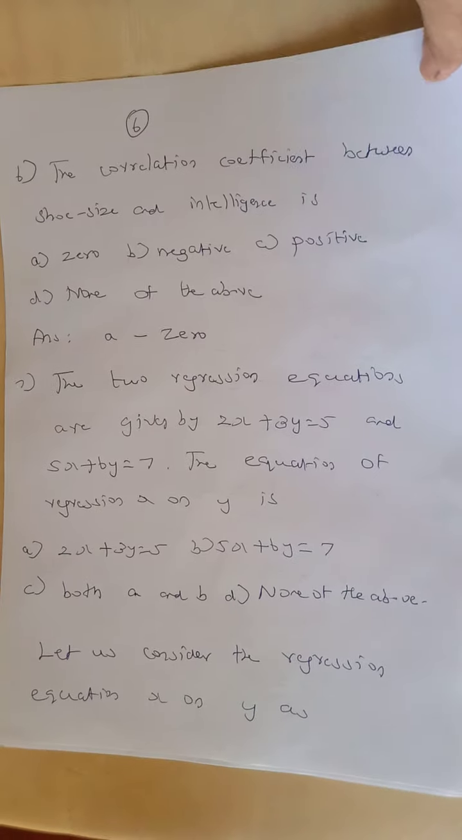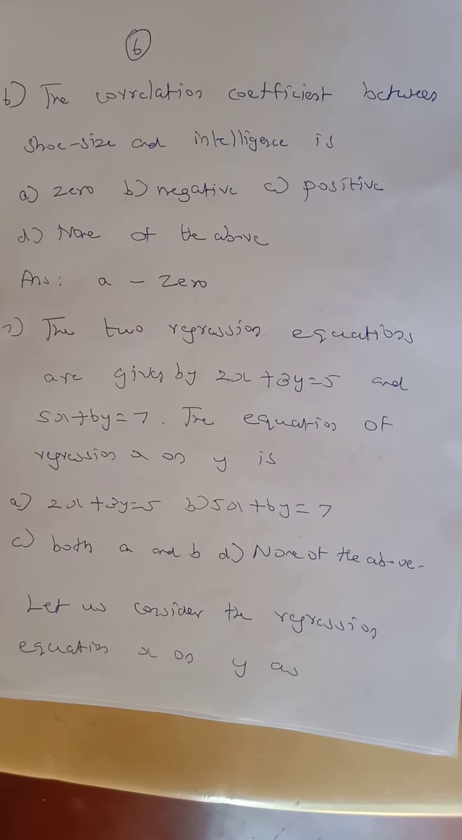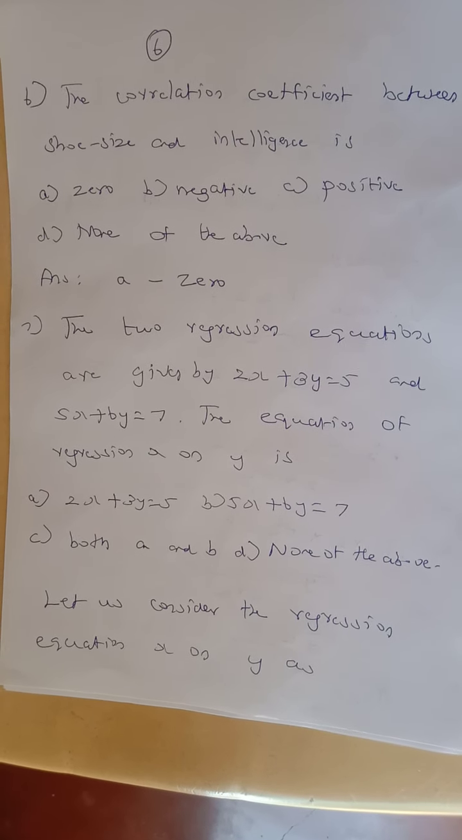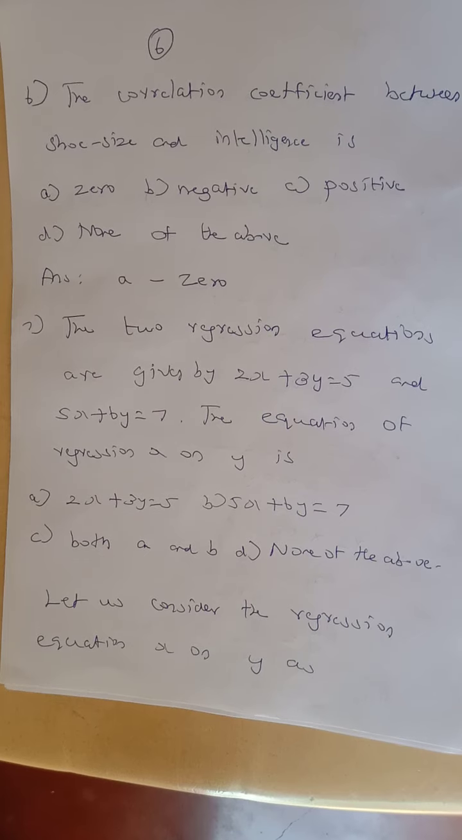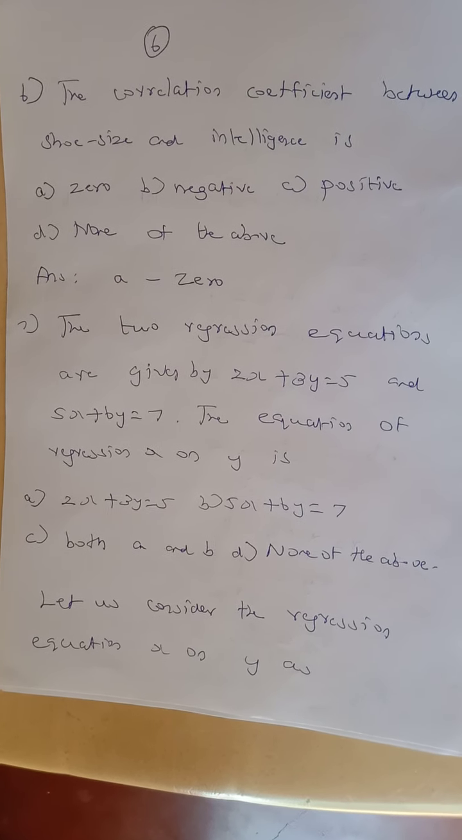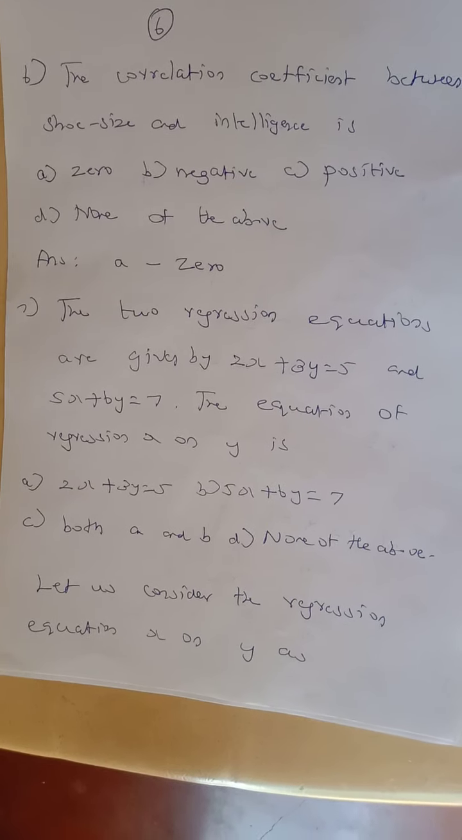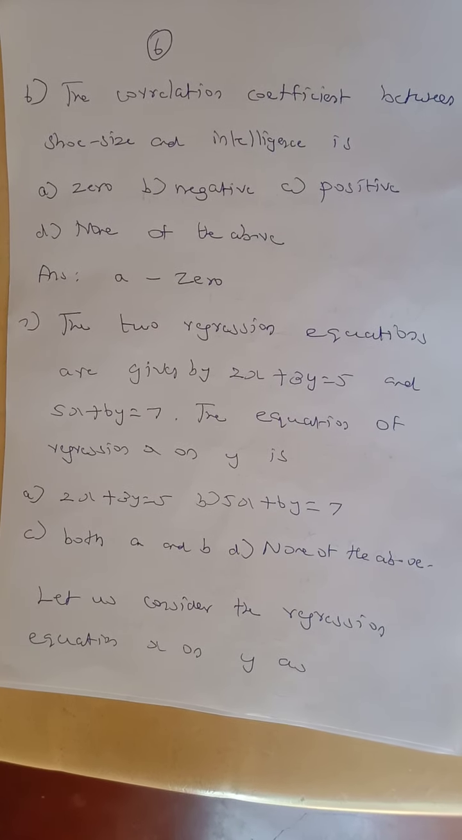Question number 6. The correlation coefficient between shoe size and intelligence is: option A, 0; option B, negative; option C, positive; option D, none of the above. Shoe size represents the height of a person. There is no relation between the height of a person and intelligence. So the correct option is that there is no correlation.